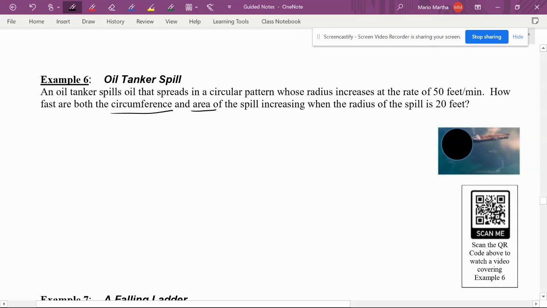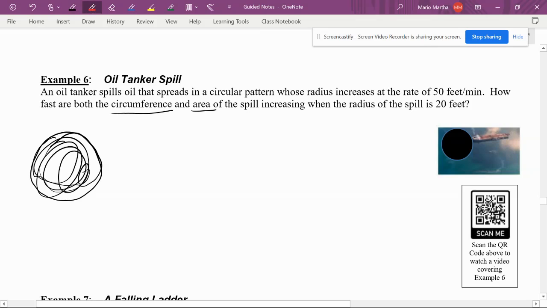So we want to draw a picture. So we know we have an oil spill in a circular pattern, right? And then they tell us the radius, right? We have a radius. And then they're also telling us it's changing, right? So the given, let's look at the given first. In this case, they're telling us that the radius increases at a rate of 50 feet per minute. So we can call that dr/dt equals 50 feet per minute, all right?